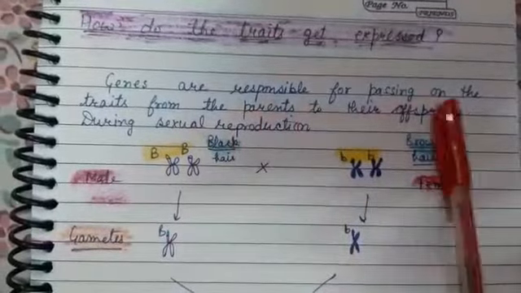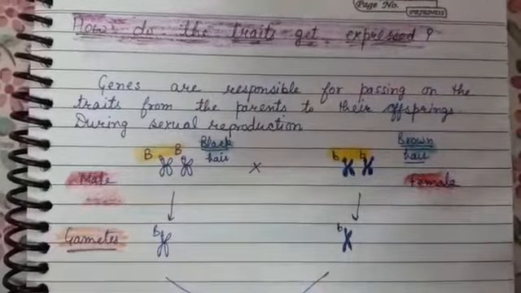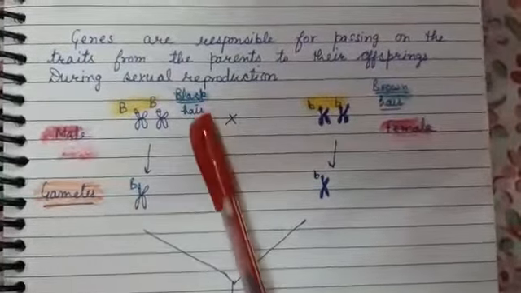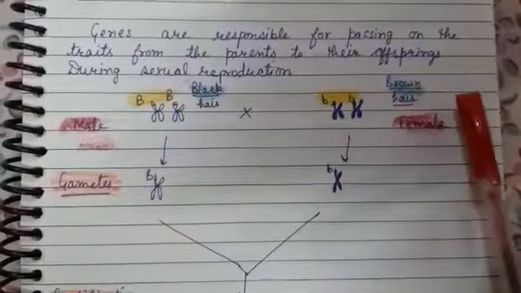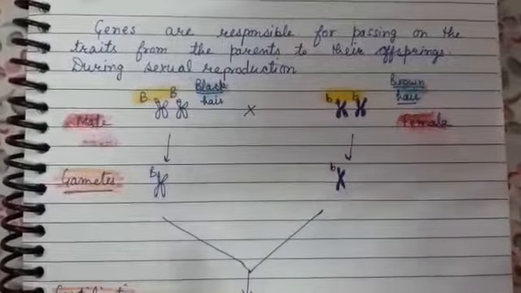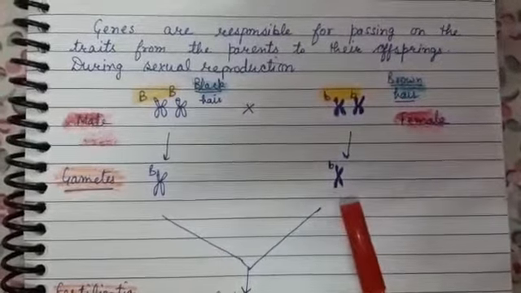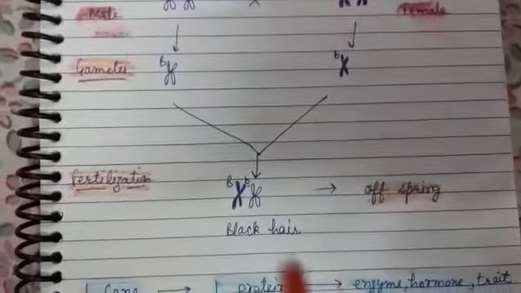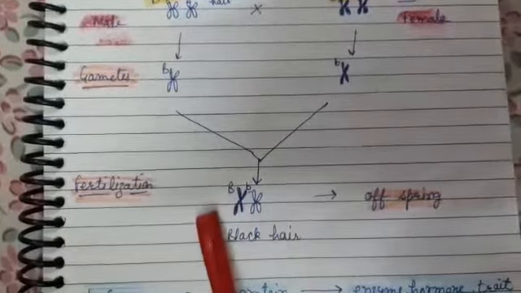Now our next topic is, how do these traits get expressed? Students, genes are responsible for passing on the traits from parents to their offspring during sexual reproduction, right? We can take one example. If a male has black hair, this is his phenotype, and its genotype was capital B, capital B. And if he marries a woman having brown hair with genotype small b, small b, the male will produce one type of gamete, that is capital B. The female will produce one type of gamete, that is small b. When they fertilize, the offspring will have both types of alleles, capital B and small b.